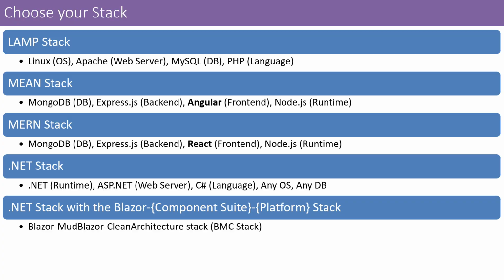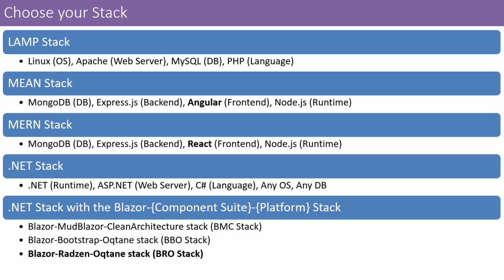So as an example, you've got Blazor. You might want to use MudBlazor and the clean architecture. So you've got the BMC stack. You have Blazor and Bootstrap and Octane, because Octane by default uses Bootstrap. So you might want to have the BBO stack. For me, I like the Blazor Radzen Octane stack, the BRO stack. I keep calling it the bro stack, something you don't forget. May not be the best name, but again, it's something you don't forget.